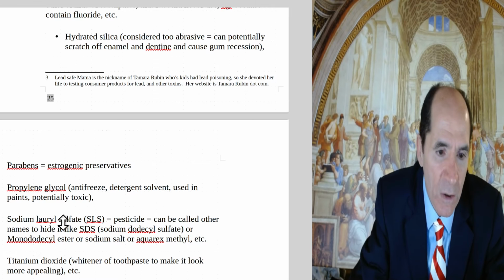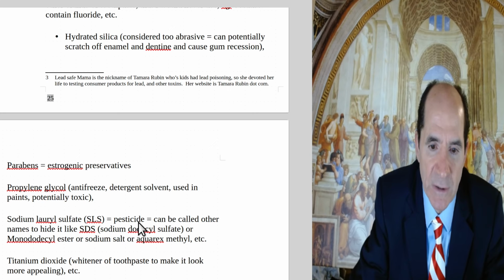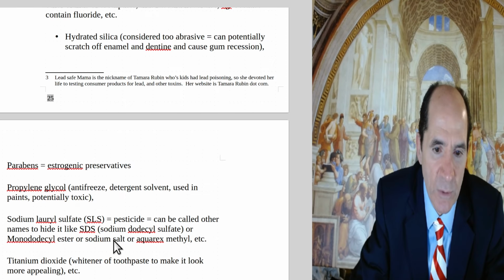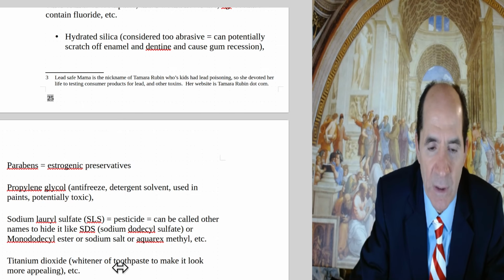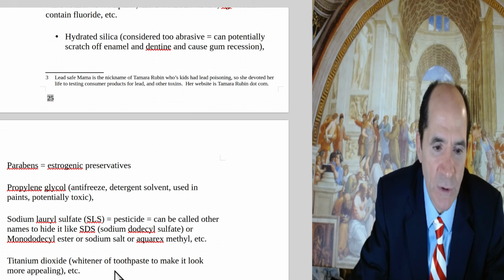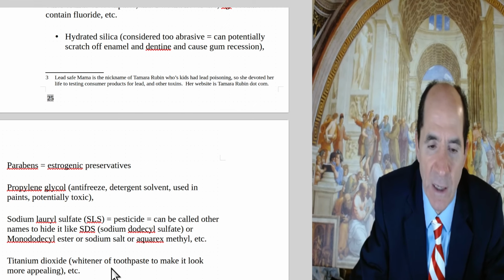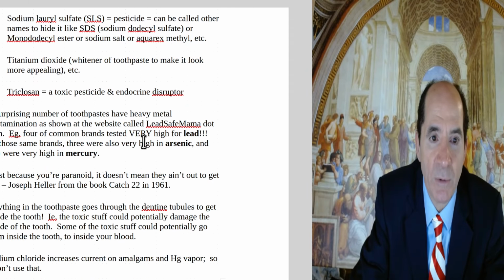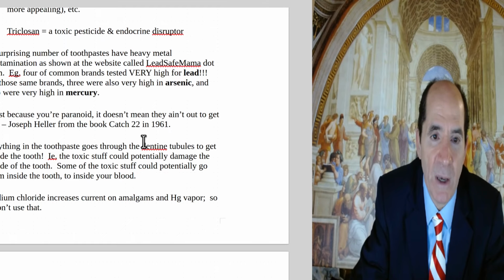I don't want anything to do with that. Antifreeze in your car. Sodium lauryl sulfate's a pesticide. I don't want that crap in my mouth. They use names to hide it like sodium dodecyl sulfate, monododecyl ester. They're similar enough. They're all bad. Titanium dioxide whitener toothpaste can cause inflammation of the bowel. Whiteners are all bad. Apparently they can oxidize and damage the tooth, according to the dentist whose papers I was reading on that. Triclosan's another pesticide, toxic.